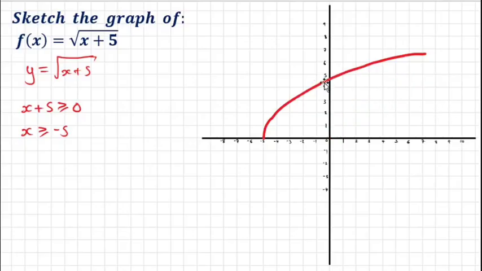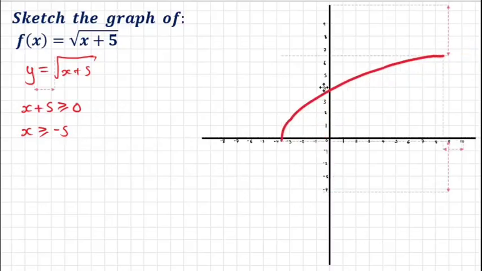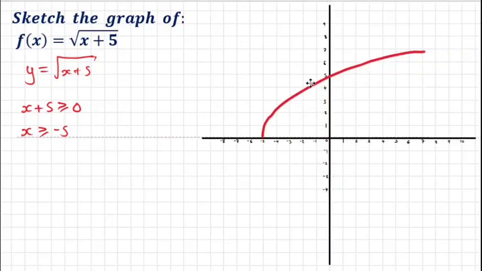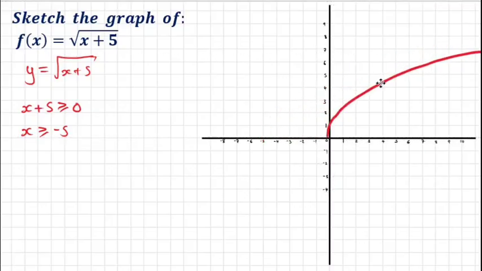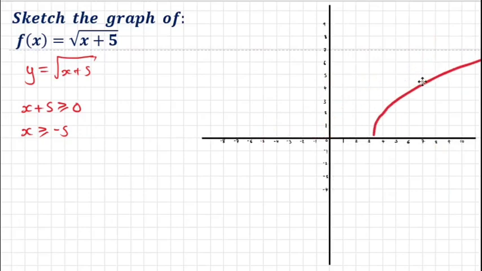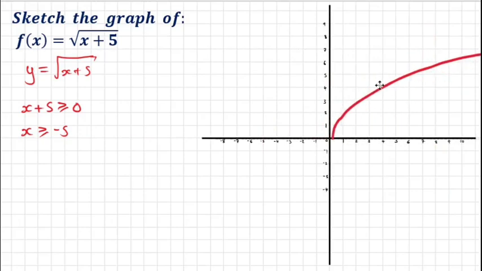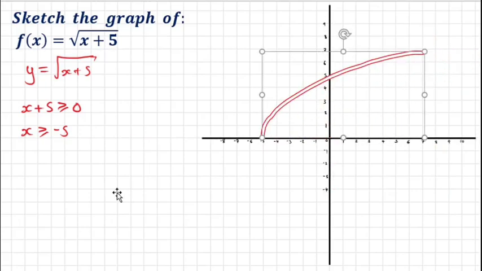So what has happened here is that this is representing a horizontal shift to the left. If whatever you're adding to x inside the square root is negative, it will be shifted to the right. But if it's positive, the graph should be shifted to the left.